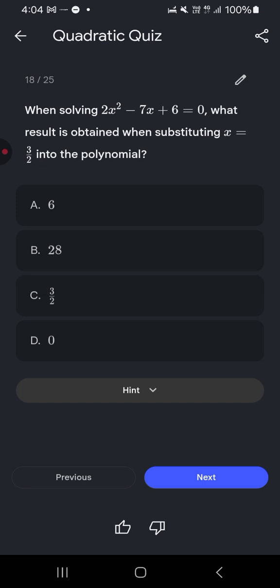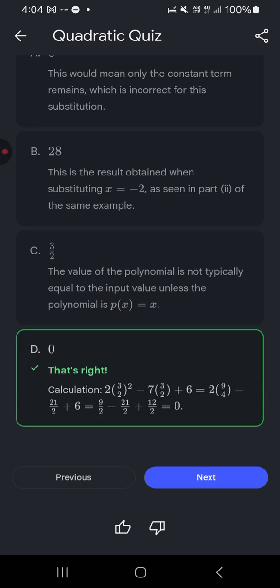When solving 2x square minus 7x plus 6 is equal to 0, what result is obtained when substituting x is equal to 3 upon 2 into the polynomial? Option D.